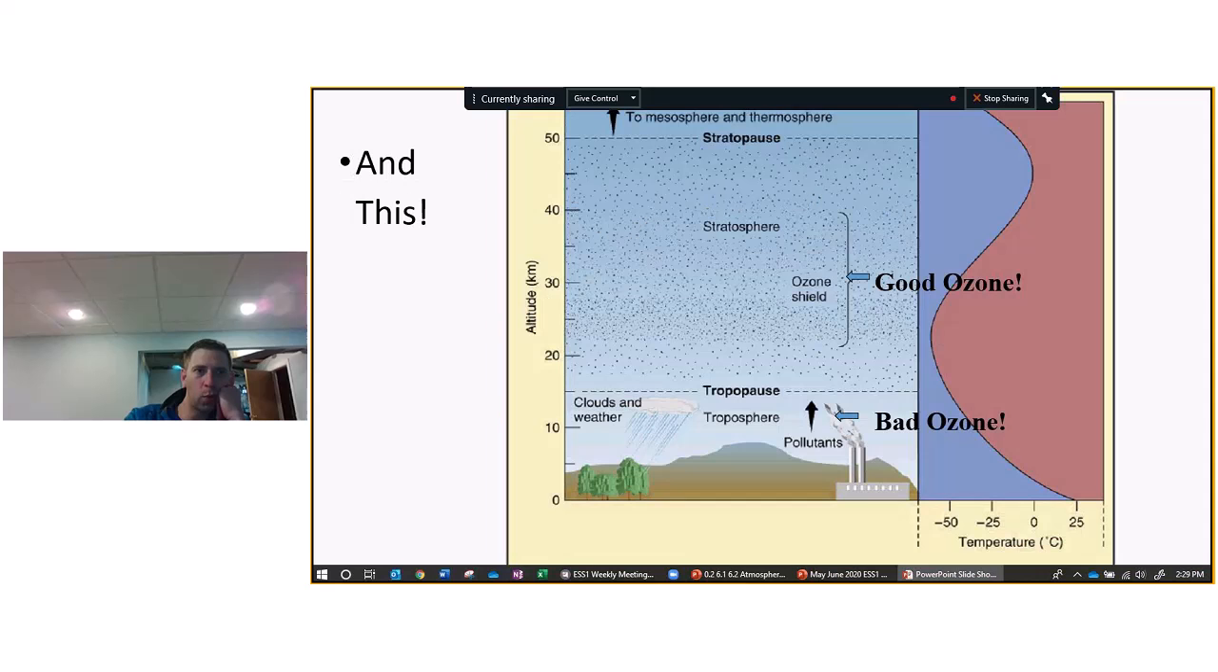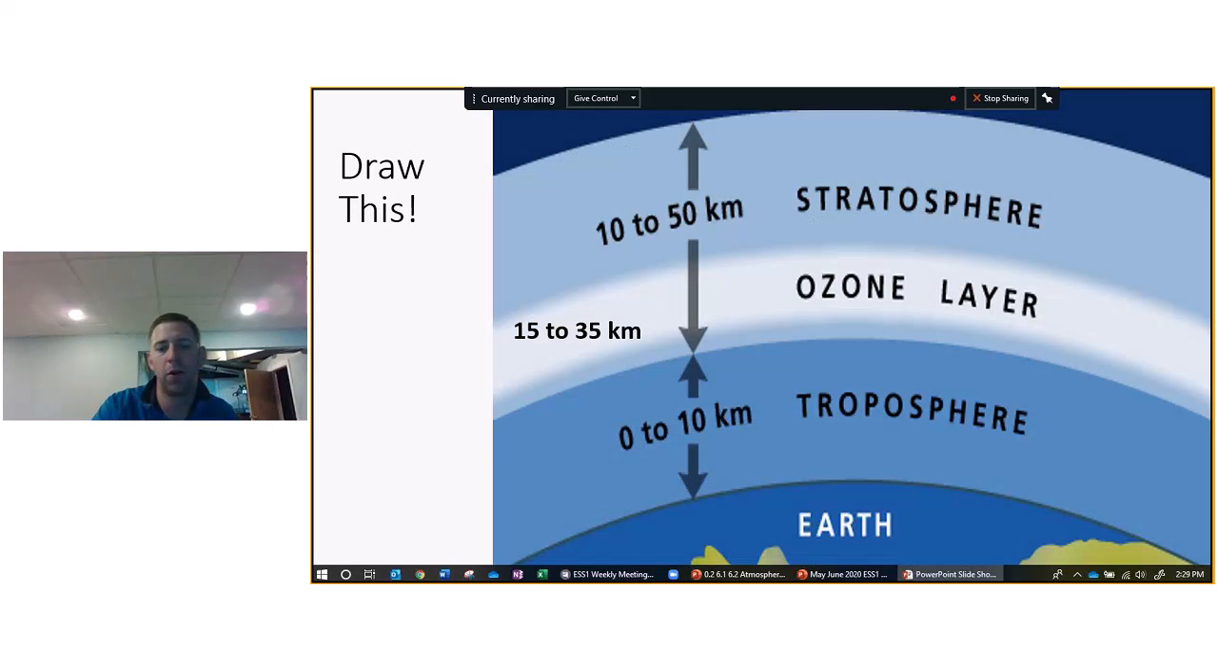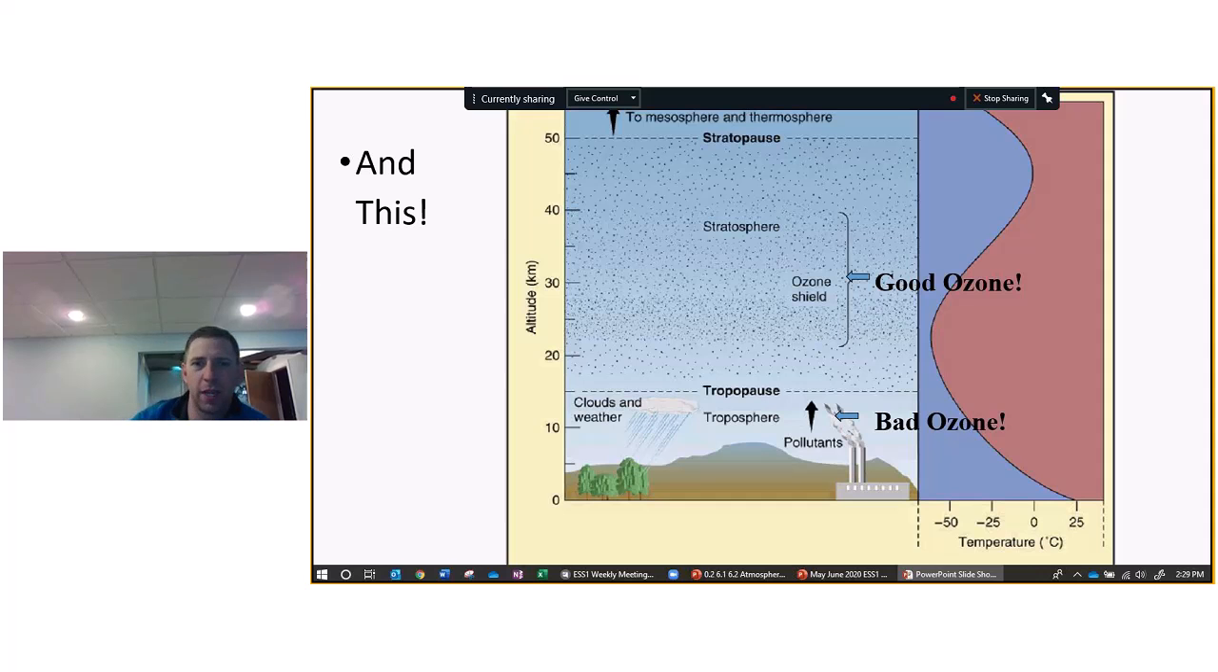All right, one more drawing. I don't think you need to do a brand new drawing, but from the previous drawing, I want you guys to annotate that the ozone that occurs in the lower part of the stratosphere is good ozone. That blocks harmful UV rays from getting us.